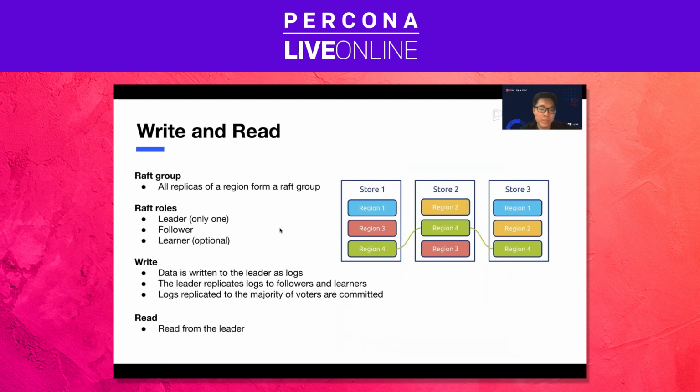The Raft group uses the multi-Raft consensus algorithm. It contains three roles: leader, follower, and learner. When TiDB writes data, data is written to the leader as logs, and then the leader replicates logs to followers and learners. Logs replicated to a majority of voters are committed. Otherwise, the logs won't be committed and the write fails. When TiDB reads data, it reads from the leader because the leader always has the latest data.